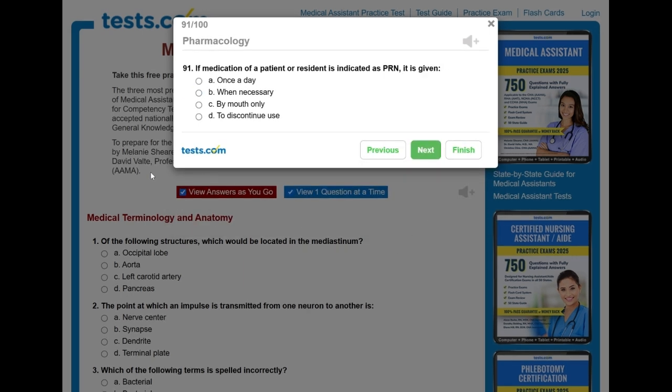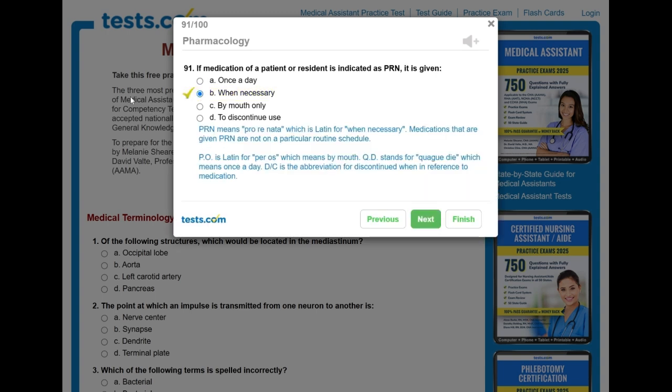Question 91. If a medication of a patient or resident is indicated as PRN, it is given A. Once a day, B. When necessary, C. By mouth only, D. To discontinue use.